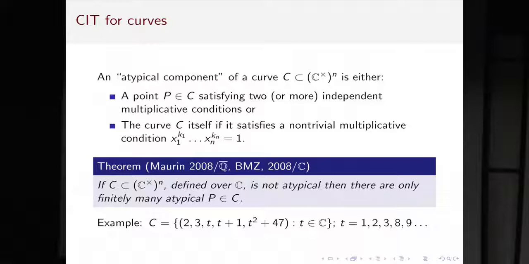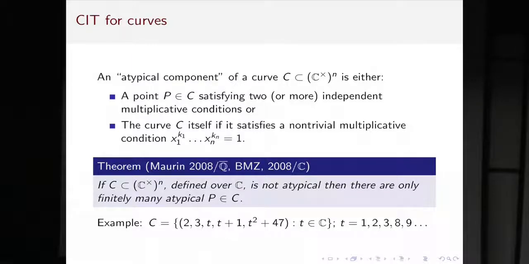And the curve itself is atypical if the curve itself is contained in a proper algebraic subgroup. And those are the only possibilities for curves. The only subvarieties are points and the curve itself. In this case, one has the following theorem of Maurin over Q bar and Bombieri-Masser-Zannier over C.